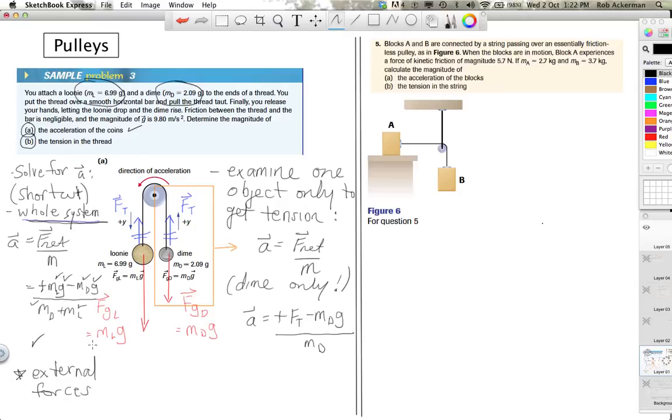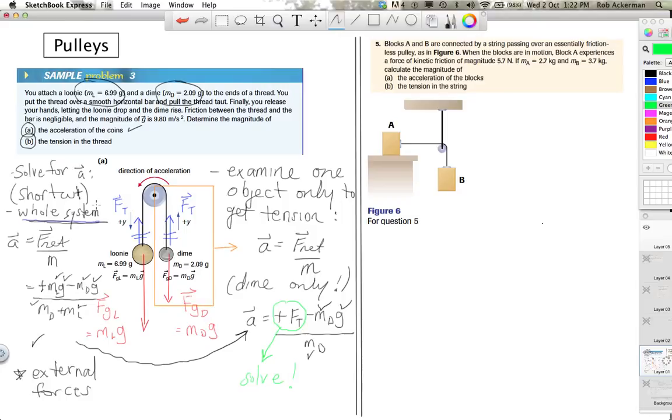Now, if you look at your answer from part A, you already have this. So sub in the acceleration. The tension is what we're solving for. Once again, we know the mass of the dime and we know g. So we're going to solve for the tension force. And again, your book does this and you can do this on your own. That way I can save time and get you through this a lot quicker. So there you go. This is how to solve a basic pulley question.